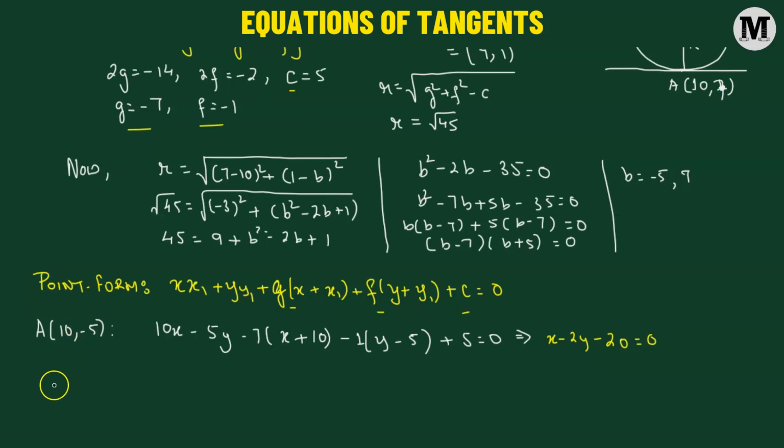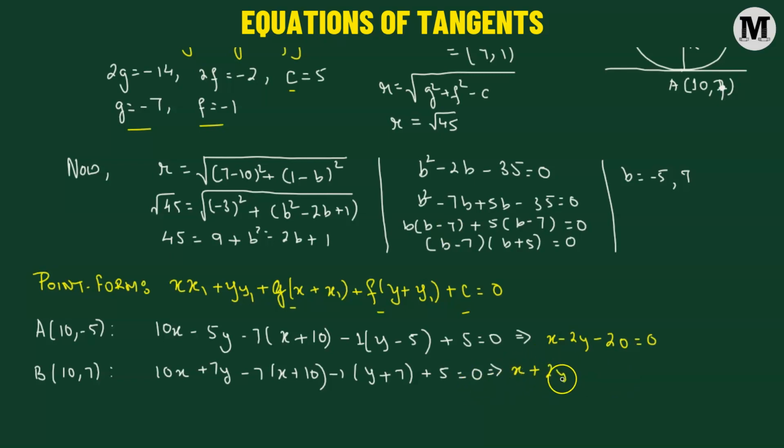Then we're going to consider the other point of contact B with coordinates 10 comma 7. That means the x1 value will be 10, y1 will be 7. We're going to get 10x plus 7y minus 7 multiplied by x plus 10, minus 1 multiplied by y plus 7, plus c, which is 5, equals 0. And when we simplify this, we're going to get the equation x plus 2y minus 24 equals 0. So these are the two equations of the tangents.